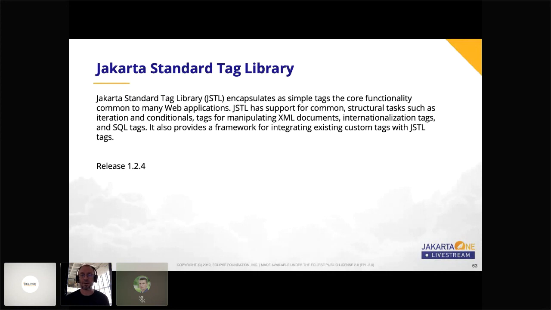Jakarta Standard Tag Library, JSTL as it is otherwise known, encapsulates the simple tags that are the core functionality common to many web applications. JSTL has support for common structural tasks such as iteration and conditionals, tags for manipulating XML documents, internationalization tags, and SQL tags. It also provides a framework for integrating existing custom tags with JSTL tags. Service release 1.2.4 is part of Jakarta EE 8. And as I mentioned before, this is one of those APIs that can be paired with other technologies such as JSP to make it even more powerful.